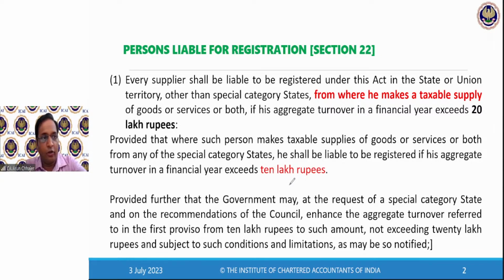Still, it appears that you are not clear about the aggregate turnover. Requesting everyone, please confirm what is the meaning of aggregate turnover. Oh my God, including taxes, excluding exempt supply, turnover of the whole previous year.